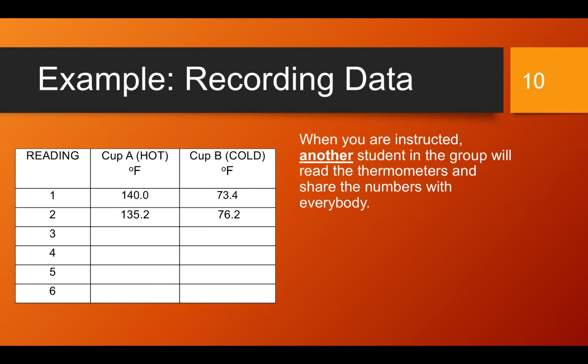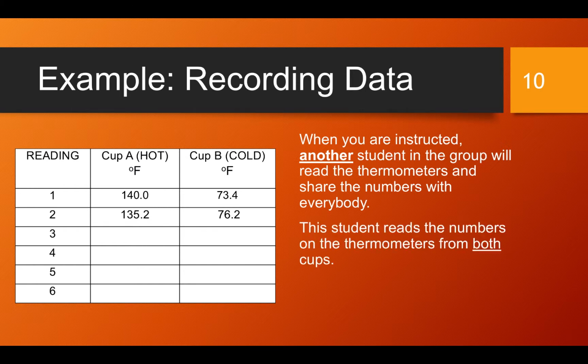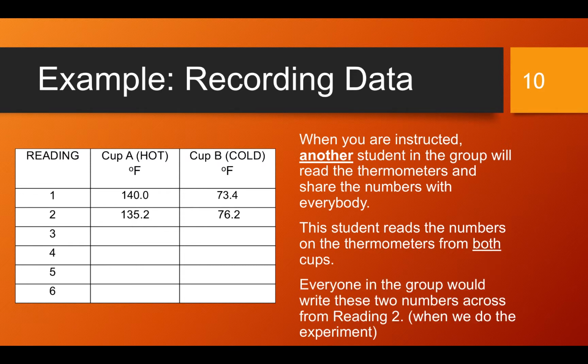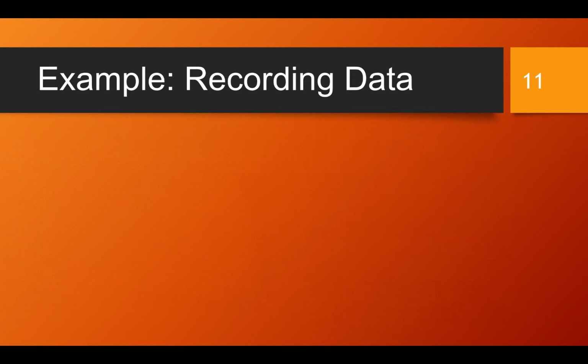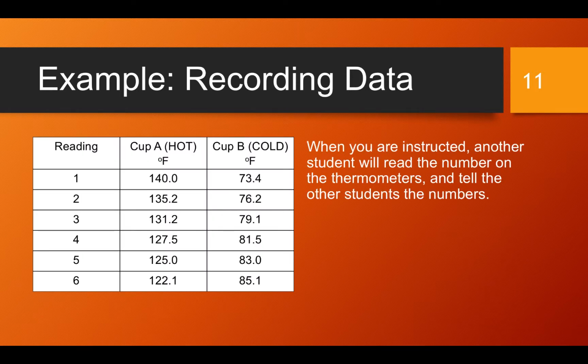This would continue, and when instructed, another student in the group would read the thermometers and share the numbers with everybody. And then the student would read both the numbers on the thermometers in both cups. And everyone in the group would again write these two numbers across from reading 2 when we do the actual experiment. When you are instructed, another student will read the number on the thermometers and tell the other students the numbers, and the experiment will continue until the table is filled out. And there will be a delay between readings of about 1 minute, and a bell will ring to help guide you through the experiment.